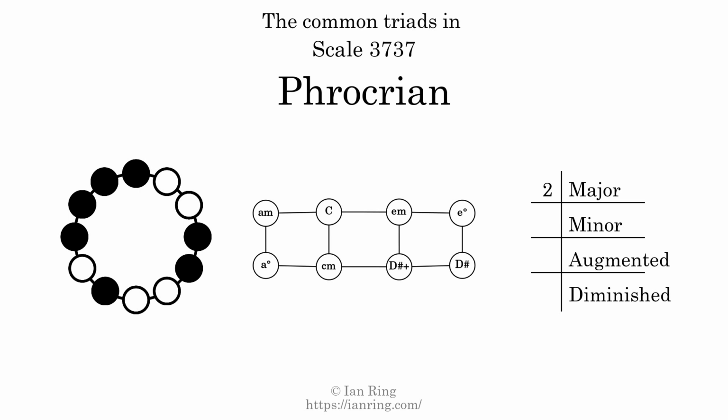There are 2 major triads. There are 3 minor triads. There is 1 augmented triad. There are 2 diminished triads. Here is a Hamiltonian path of parsimonious voice leading that uses all the triads.